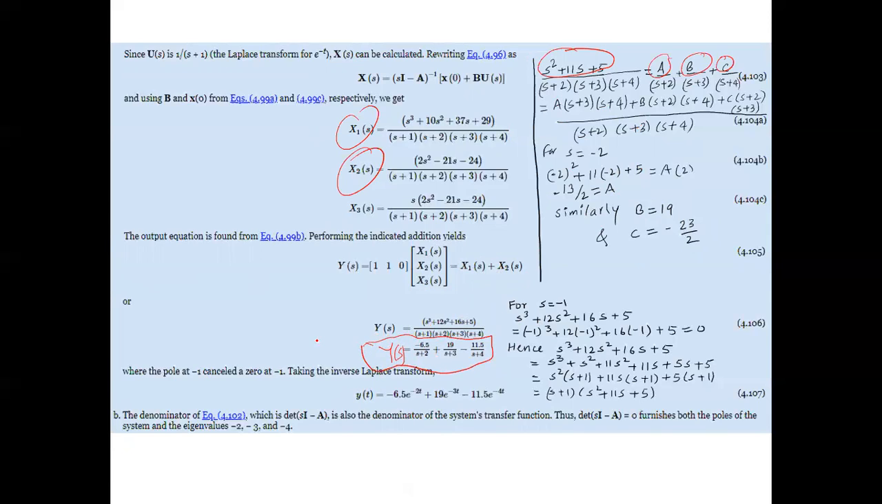Now you have to do the inverse Laplace transform of Y(s). If you do that, I'm sorry, Professor. Why is Y(s) equal to X1(s) plus X2(s)? I didn't get that. Oh, okay.